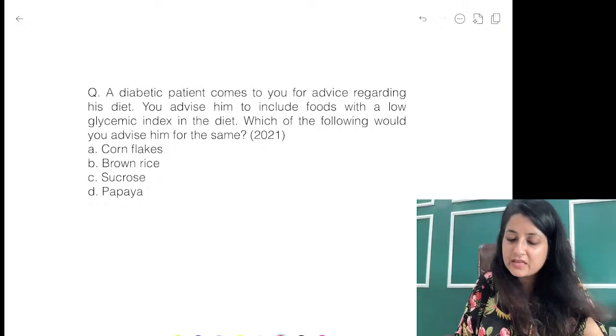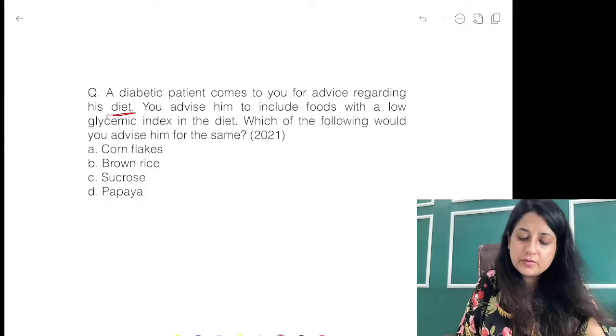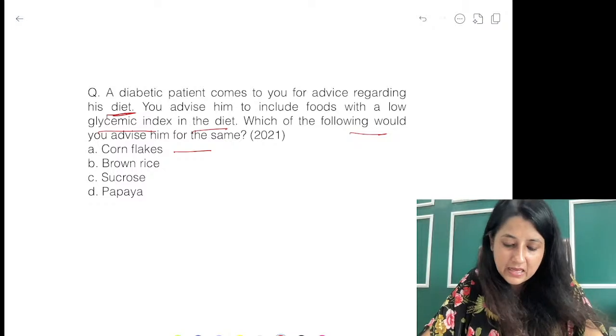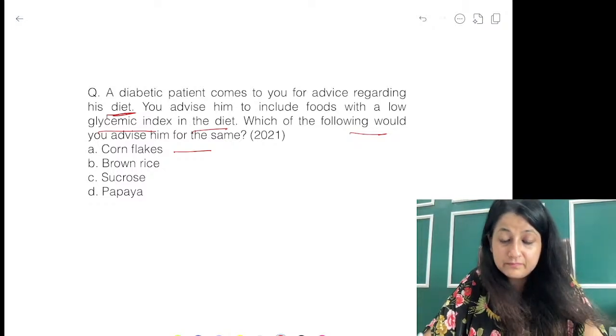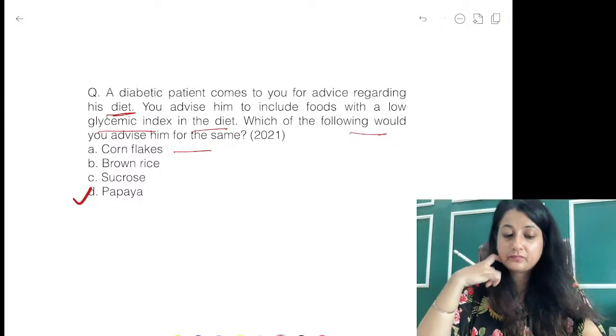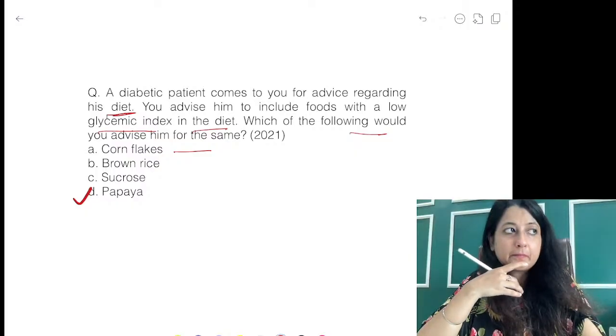A diabetic patient comes to you for advice regarding his diet. You advise him to include foods with low glycemic index in the diet. Which of the following would you advise him for the same, low glycemic index? Cornflakes, papaya, brown rice, sucrose. Don't say cornflakes. Papaya. All right, papaya.